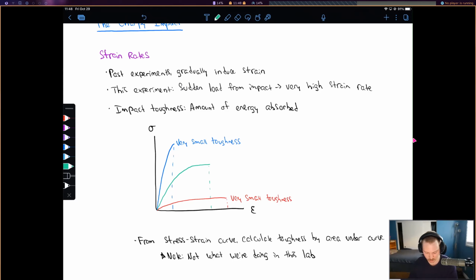Okay, and then our green material can handle a fair amount of strain and a fair amount of stress. So if you calculate that area under the curve, it's going to be very large compared to the other two. And so it has quite a lot of toughness.